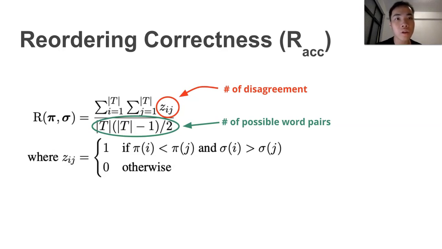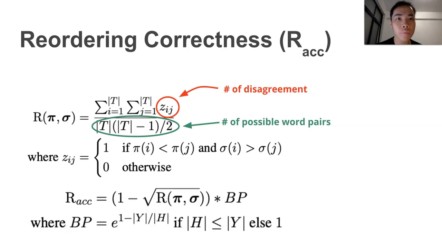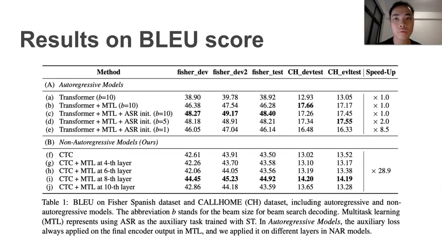However, there is still a problem. If the hypothesis translation is very short, certainly there will be a small number of disagreements. It doesn't mean that the reordering result is very good. Considering this problem, we add brevity penalty to our formula. So now, this proposed score can better evaluate the reordering correctness of a model output.